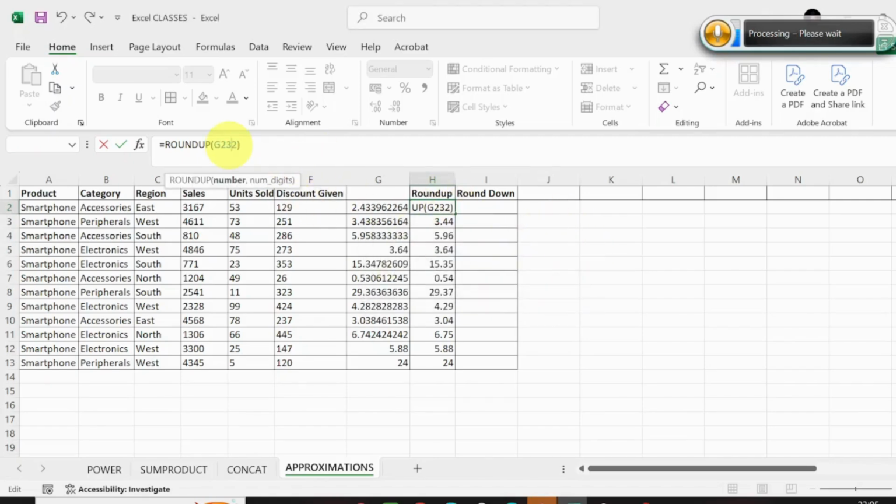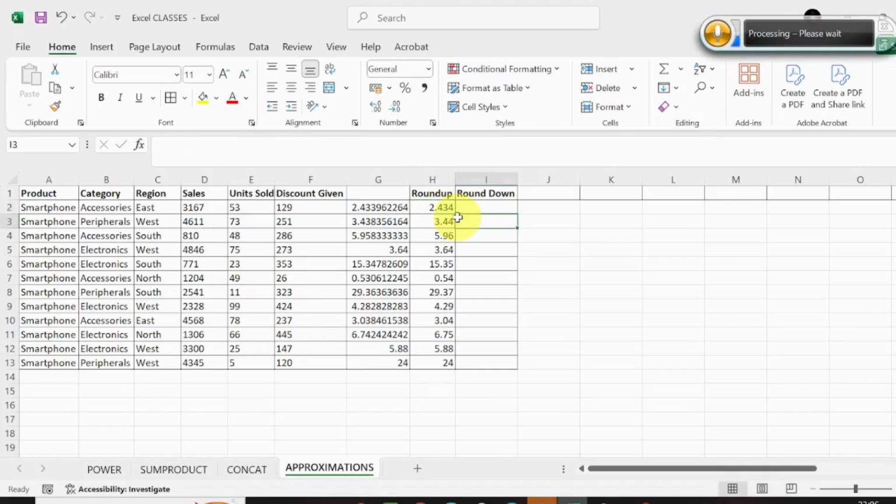We are talking about G2. So we want to get the G2 in 3 decimal places. You get that answer. Now it's rounding up into 3 decimal places. By the time you click the drop down, you also have it in 3 decimal places for everything.